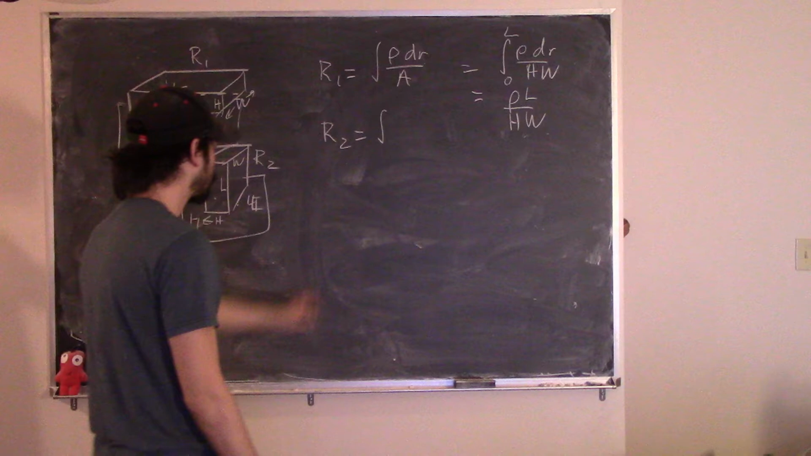This says that this is going to be equal to the integral of rho dx over A, going from 0 to H, right? Because this is the length that it's going through, and the area that it's flowing through is going to be L times W. So this is L times W in the denominator. So this is going to be rho H divided by LW. This is equal to R2. This is equal to R1.